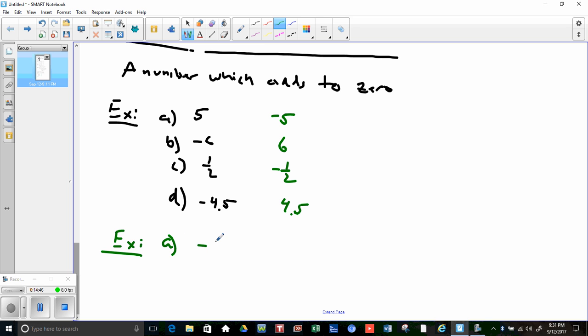So if I have the negative of negative 10, that negative right there and that negative indicate, so this is negative 10, but I want the opposite. I want the negative of that. So if I want the opposite of negative 10, because that's what this is telling me to do, that is positive 10. If I have the negative of negative 1/2, this negative out here says I want the opposite of negative 1/2, which is positive 1/2.